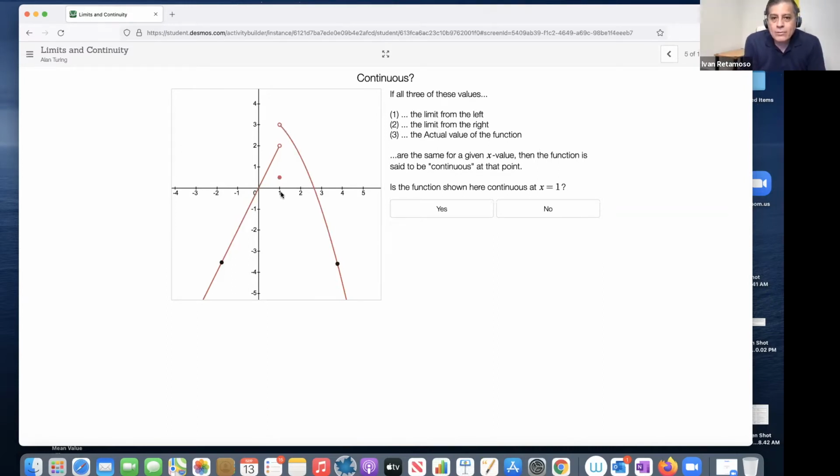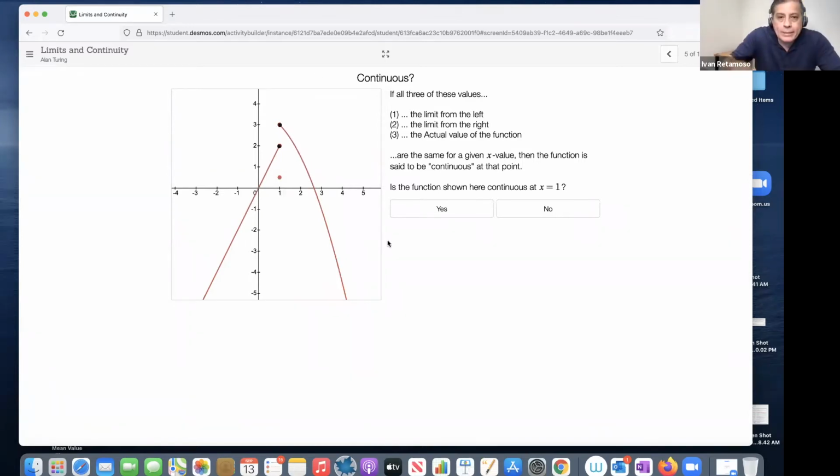So is the function shown here continuous at x equal 1? Yes or no? What do you think, guys? Write it in the chat, or you can say it too. I see something on the chat. Very good. Marcos also. No, it's not continuous. Not continuous. Very good, very good. Deep also. Why not?